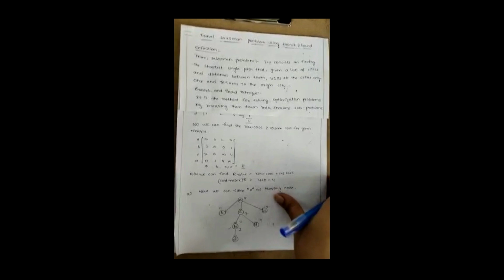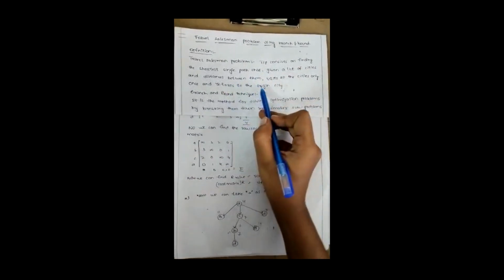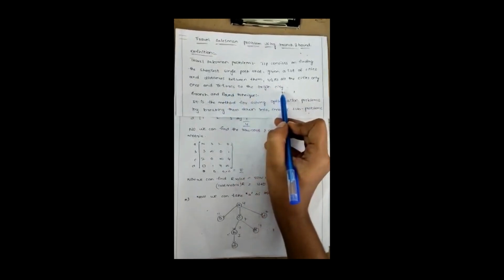Now I am going to explain about the travelling salesman problem using the branch and bound technique. The definition of the travelling salesman problem: it consists of finding the shortest single path, given a list of cities and the distances between them, that visits all the cities only once and returns to the original city.